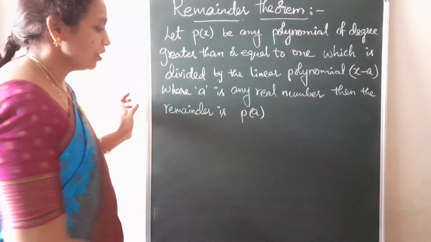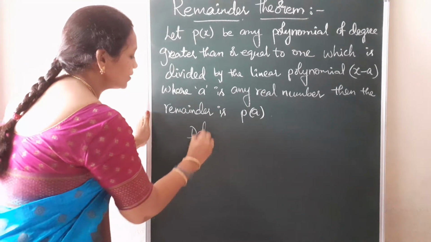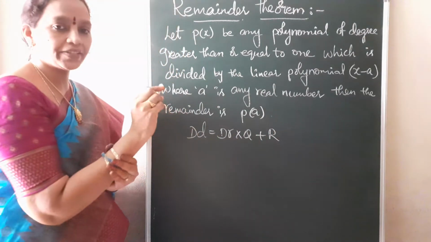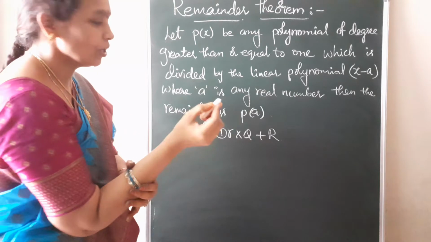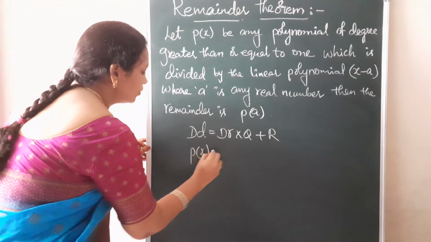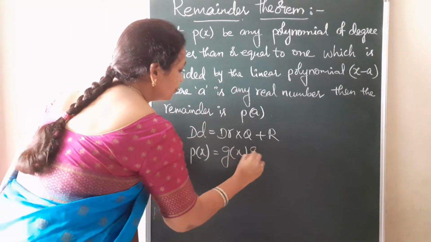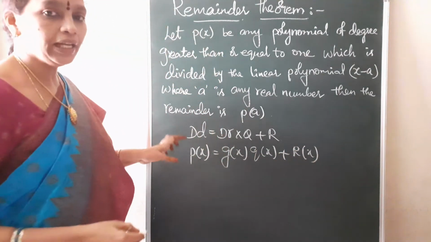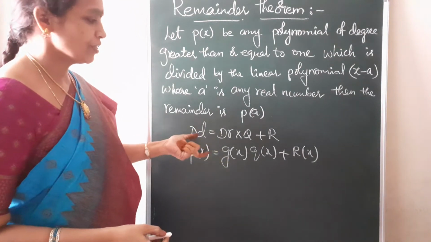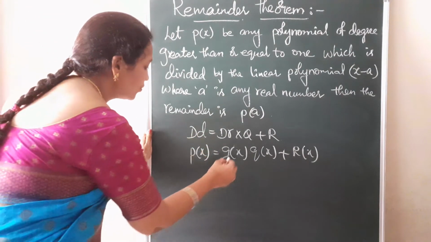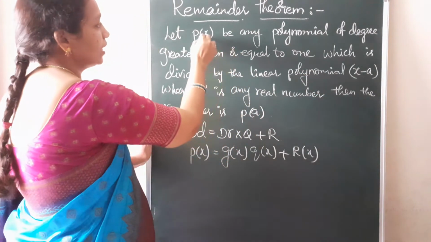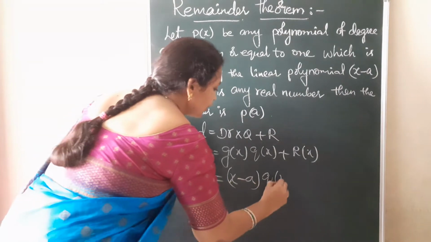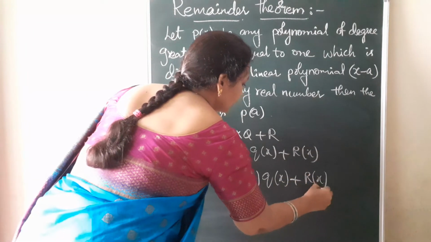That means we know the division rule that dividend is equal to divisor into quotient plus remainder. But considering polynomials, p of x is equal to g of x into q of x plus r of x, the polynomial division rule. So let g of x be x minus a, because we are dividing p of x with x minus a. So this becomes x minus a into q of x plus r of x.